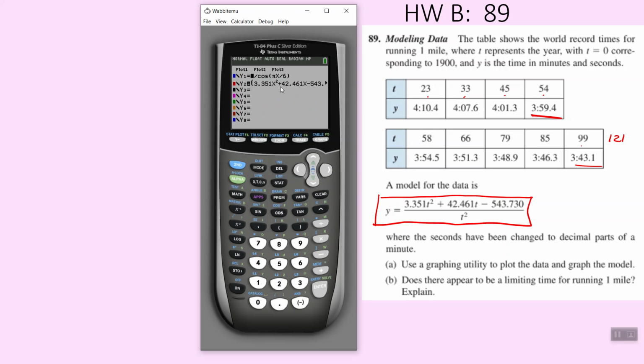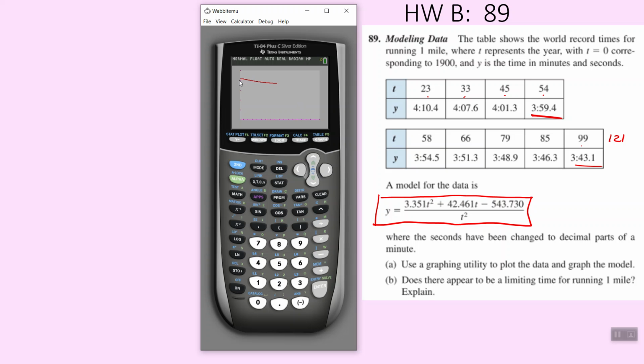All right, let's make sure I've got it right. That minus that. Yep, that looks right. Now our window: we start at year 23, and we want to go into the future at least, so maybe 200 years. Our X scale, if we're going to 200, maybe we'll count by 10. We don't have negative time, so we don't need to worry about that minimum. Our maximum looks like just over 4, so let's say 5. Now let's take a look at the graph.